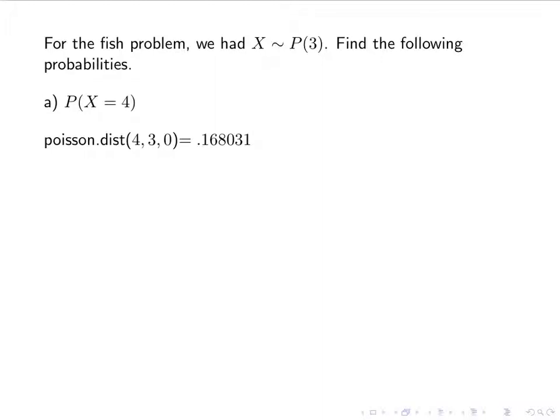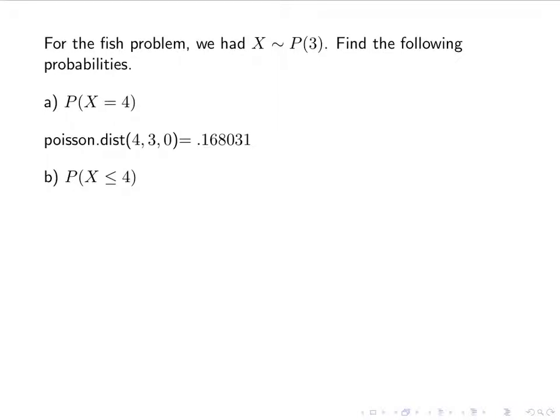So if you haven't already, pull up Excel and type this in and make sure you're getting the same numbers. Make sure that you understand what's going on. And again, don't forget that if you want Excel to do anything, you have to start off by putting the equal sign in front of it. So equals Poisson.dist, parentheses 4, 3, 0.